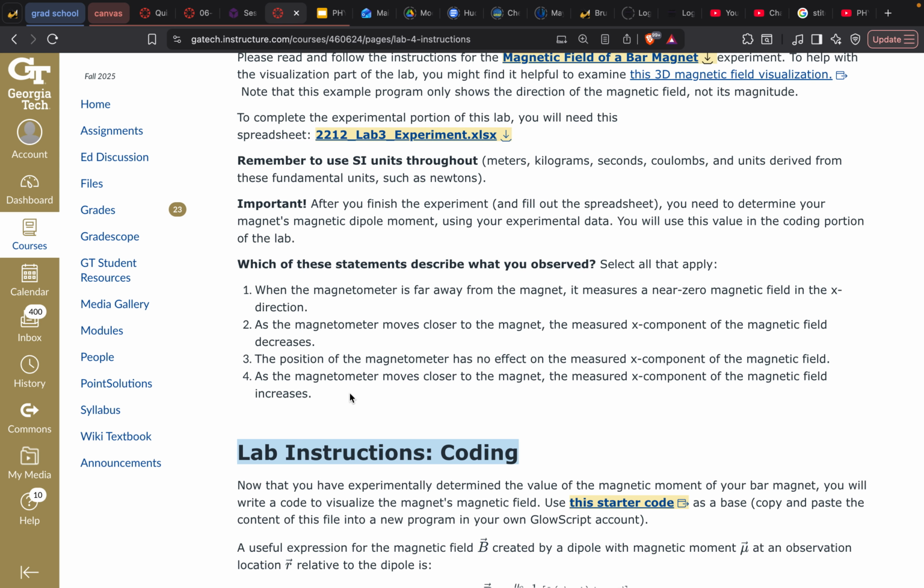Okay, so to answer these questions as well: when the magnetometer is far away from the magnet, it measures a near zero magnetic field. This is true. As the magnetometer moves closer to the magnet, the measured X component decreases. That's false. It should be increasing. Position of the magnetometer has no effect on the measured X component. No, as you move the phone and thus the distance of the magnetometer to the magnet, the strength of the magnetic field will change because you're moving the position of the magnetometer. As the magnetometer moves closer to the magnet, the measured X component increases. Yes, this is true, as I previously said.